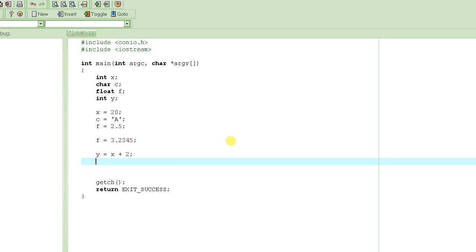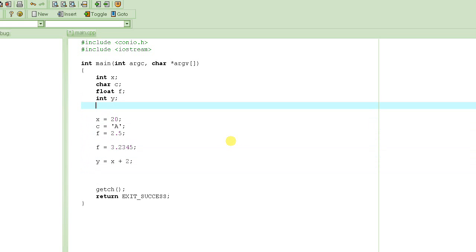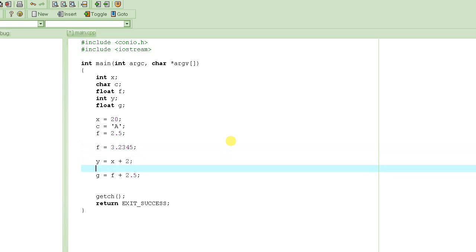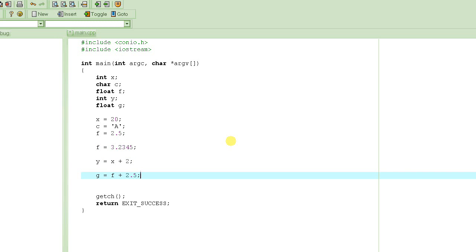You can do the same thing with the floating point numbers. So you could say float g, and then you could say g is equal to f plus 2.5. So what will be the value of g after that? This is what the value is going to be. Currently its value is 3.2345. You add 2.5 to it, it will become 5.7345. So the value of g at this point will be 5.7345. Pretty simple.